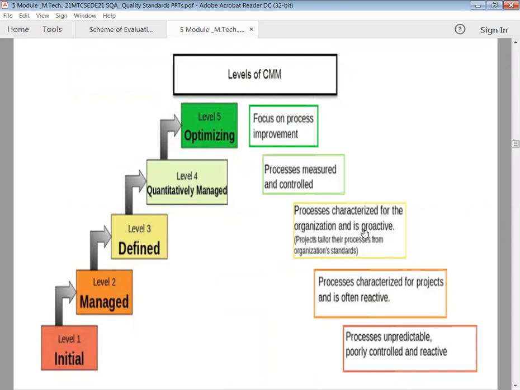So here we give importance to the process characterized. Level four, process measured and controlled. So we are able to measure our process and manage it. If any changes are needed, we can change it. Any defects found, we can eliminate. In level five, we are focusing purely on optimization. We expect the optimal result, maximum efficiency. So here it focuses on process improvement. So we need to show improvement each and every year.